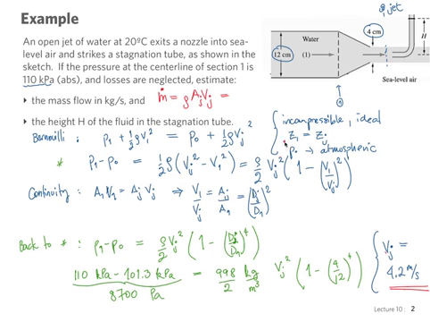Any other questions? So let's see. I'll just give you the answer here, and you can check this in your own time. We multiply back by rho, and we'll multiply by the area of that jet, and we get 5.27 kilograms per second. Now we need to get the height of the fluid in the stagnation tube.